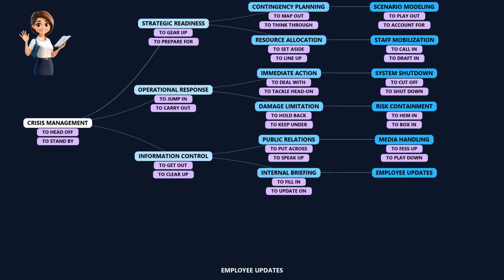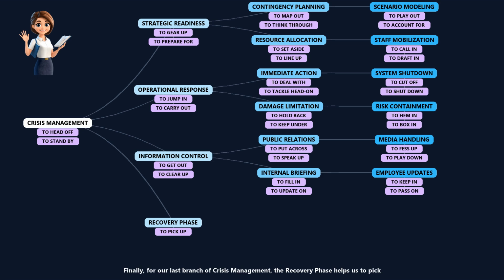Employee updates. Through employee updates, internal briefing helps to keep in the loop every worker and pass on new orders. In short, we are making sure the whole team knows the plan and sharing the newest instructions. Recovery phase. Finally, for our last branch of crisis management, the recovery phase helps us to pick up the pieces and bounce back to health. In essence, we are fixing the damage and returning to our normal life.